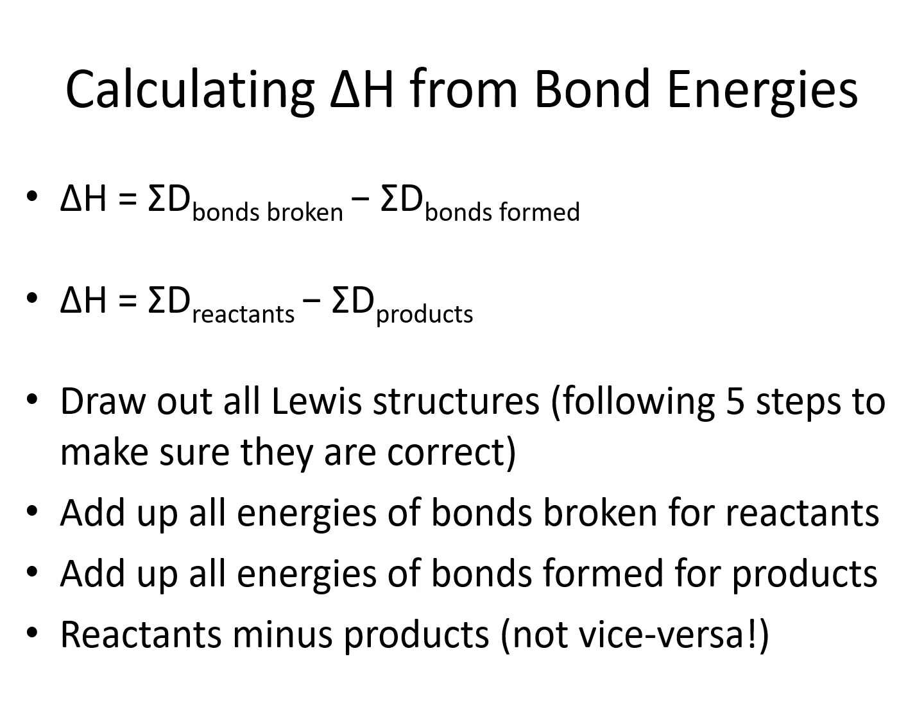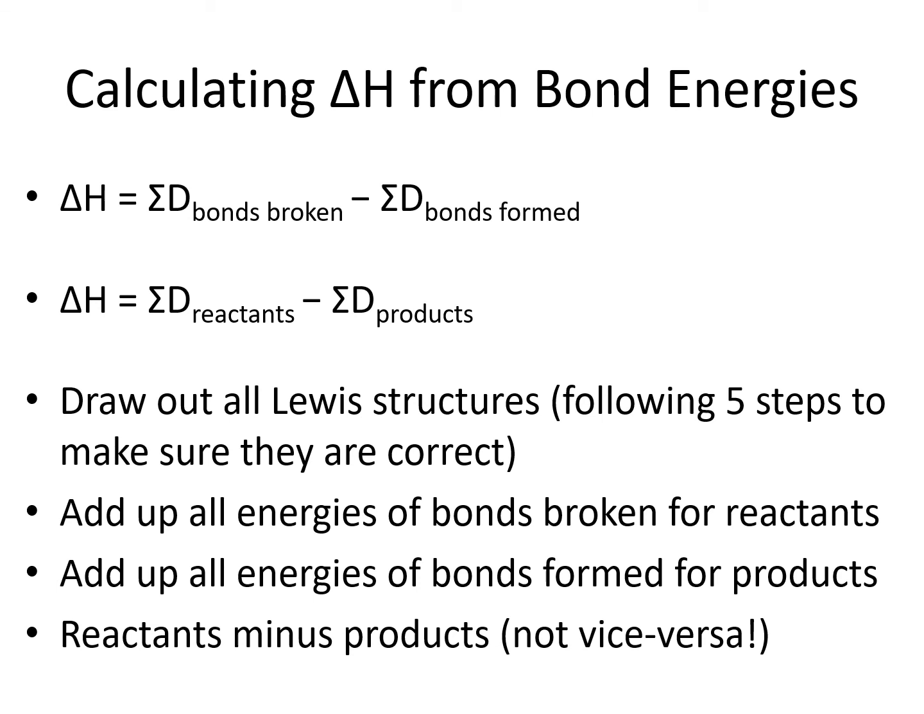Once you have drawn those Lewis structures, you're going to add up all the bond energies for the reactants. You're going to add up all the bond energies for the products, and that's for all of the bonds. So if you have 4 of a particular type of bond, then you would have 4 times the bond energy from the table.